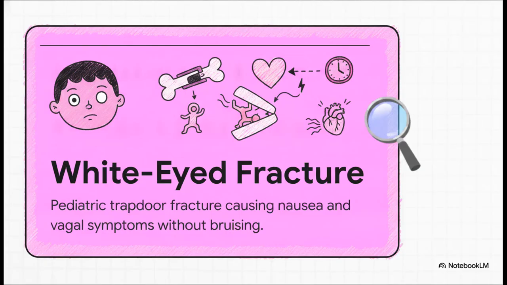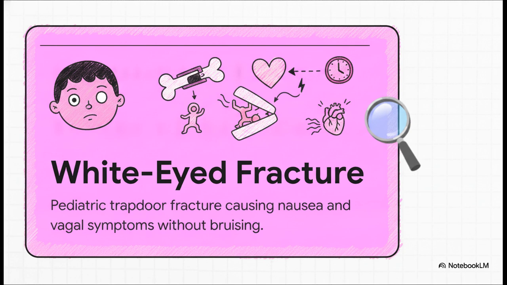Okay, guys, listen up, because this is a massive, high-yield exam trap, the white-eyed blowout fracture. This specific fracture happens in children and young adults under 18. Because pediatric bones are incredibly elastic, the floor snaps open from the trauma, the muscle drops in, and then the bone immediately snaps shut again. It acts exactly like a trapdoor.